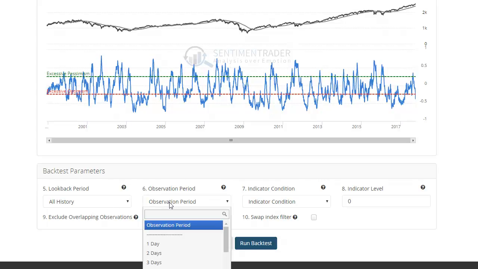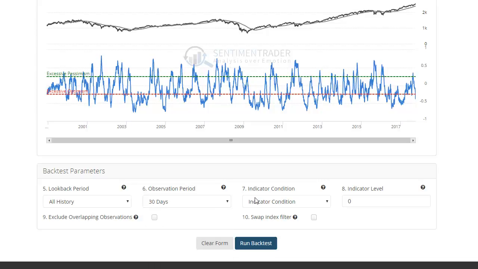We want to get as many precedents as possible, so let's just use all history. Observation period is how far in the future you want to look. This is a more intermediate term indicator. 1 to 3 months is its most effective time frame, so let's just go ahead and select 30 days.